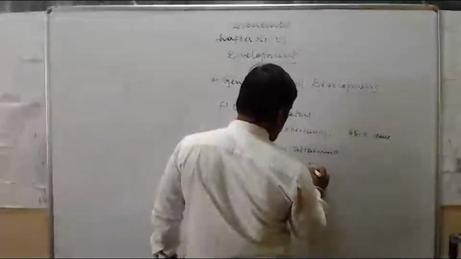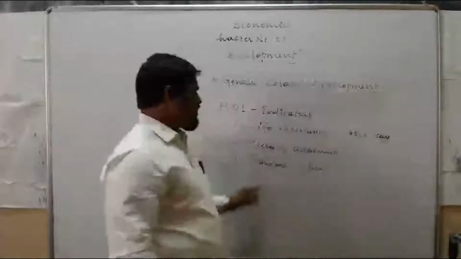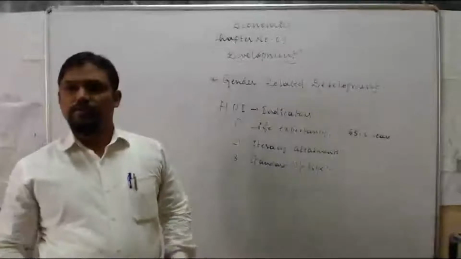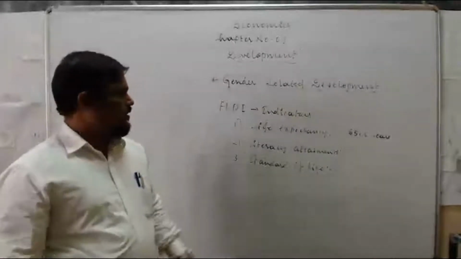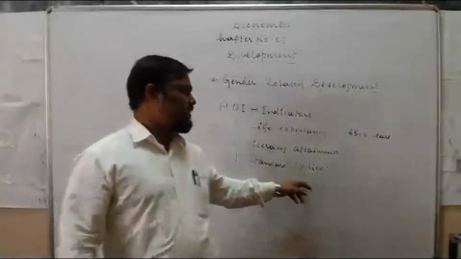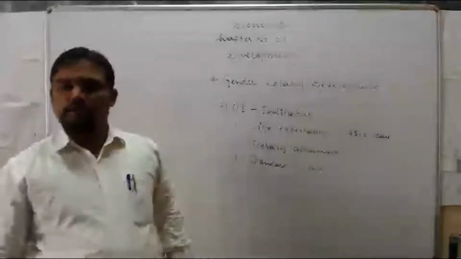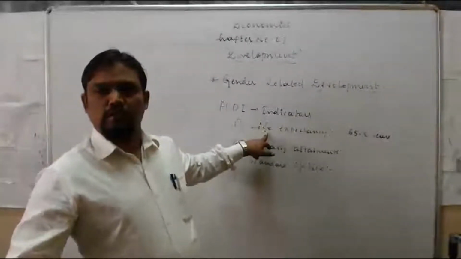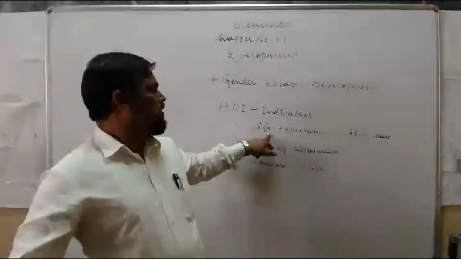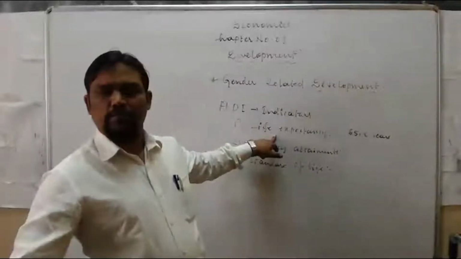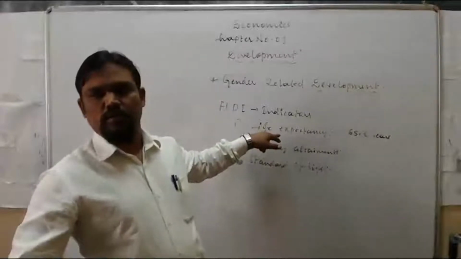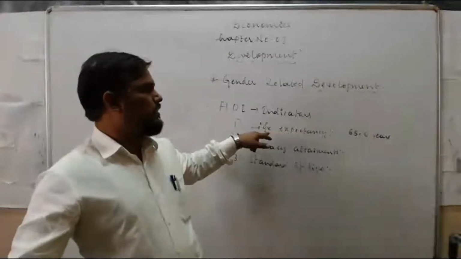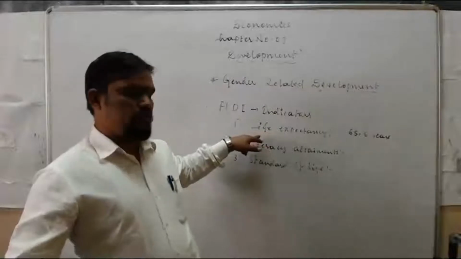Standard of life can be measured through the per capita income of an individual. So life expectancy, literacy attainment, and standard of life are the indicators of economic development. Life expectancy can be measured through the average expected lifespan of an individual. The average lifespan of individuals in India is 65.8 years. That is the life expectancy of India.